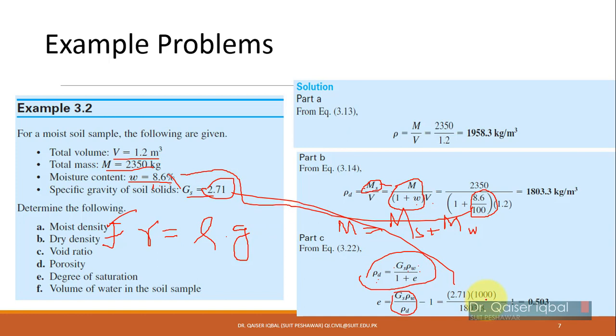We know the density of water is equal to 1000 kg per cubic meter, which is constant, so we just put it over here, and we already derived the dry density, so we take it from here and put it in this equation, minus 1. So the void ratio is 0.503. So the third requirement is also checked, void ratio is determined, which you can see in the following.